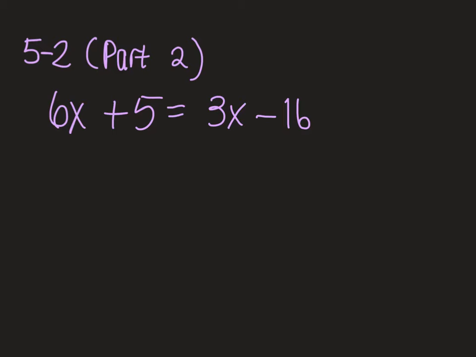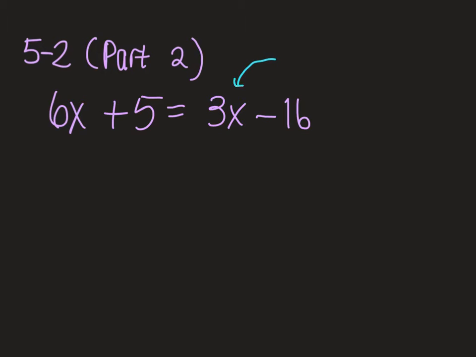Okay, we got options. We could do minus 6x, minus 6x. That could be our very first step. We could do minus 5, minus 5. Cross out, what's my answer? We could come over here and do minus 3x, minus 3x. What's my answer? We could get rid of this negative 16 and say plus 16, plus 16. What's my answer? I'm going to give you my best advice.